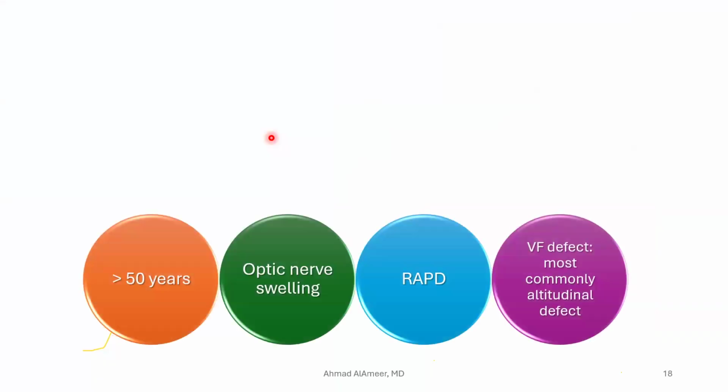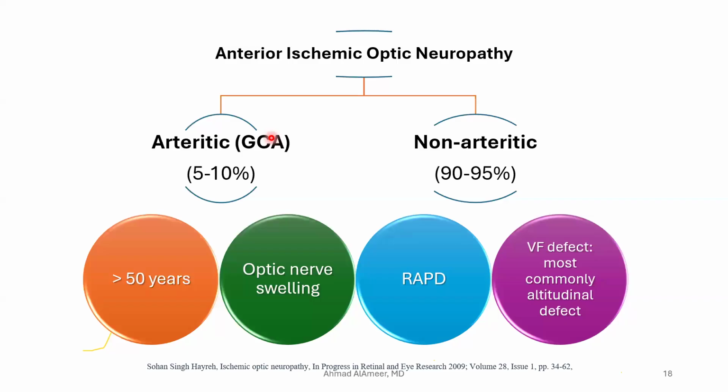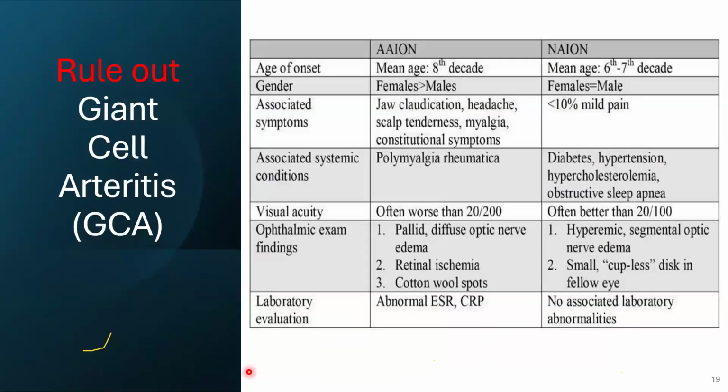So a patient older than 50 with optic nerve swelling, relative afferent pupillary defect, and a visual field defect that is most commonly altitudinal, as in our example, we call anterior ischemic optic neuropathy. In most of the cases, it is NAION, non-arteritic anterior ischemic optic neuropathy, and in few cases, it could be arteritic, which is secondary to giant cell arteritis. So we call this anterior ischemic optic neuropathy. We need to rule out GCA, as we mentioned earlier with CRAO, central retinal artery occlusion, and with ischemic optic neuropathy. How to differentiate?